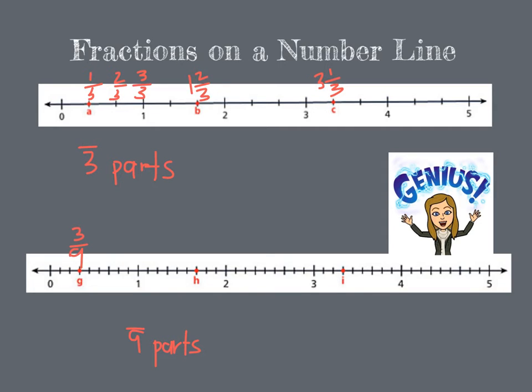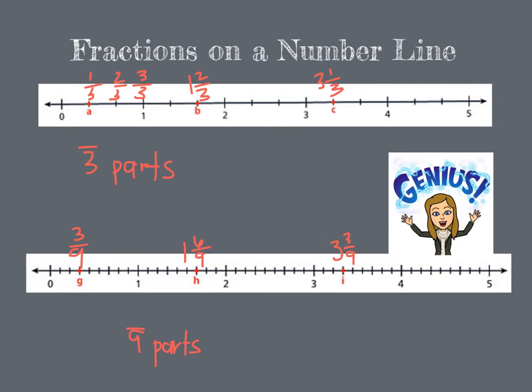Okay, let's continue. So after the whole number 1, I see that the H is further along. So this would be 1 1/9, 1 2/9, 1 3/9, 1 4/9, 1 5/9, 1 6/9. Okay, let's just make sure I was counting correctly, because that would be 7, 8, yep, and 9/9. Perfect. All right, so now the next point is I. So 3, we have 3 1/9, 3 2/9, 3 3/9. So I'll go ahead and write that.